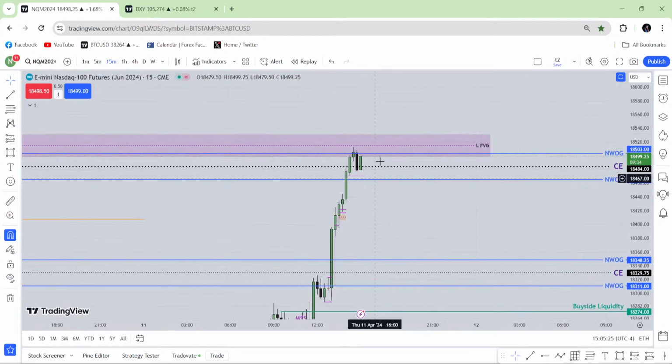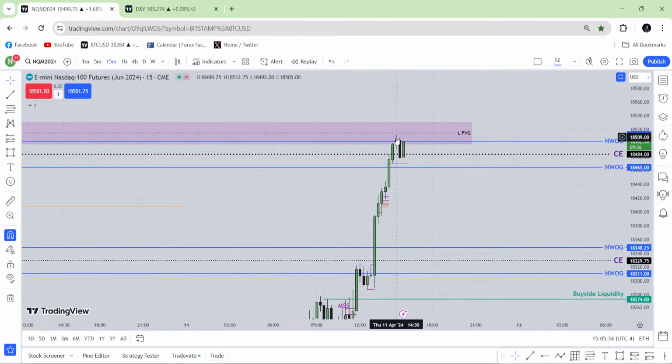Can I take a buy? I can take a buy, but only if it can close above that high, because this is the first reaction from the last fair value gap. If it can close above that high with some kind of strong move, making a fair value gap now, then I will look for a buy.